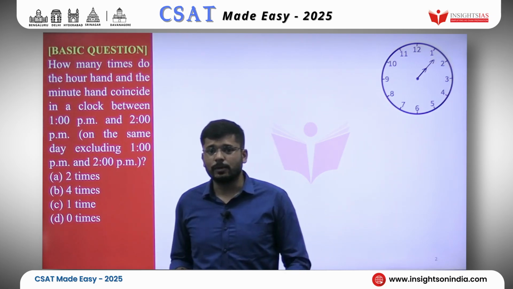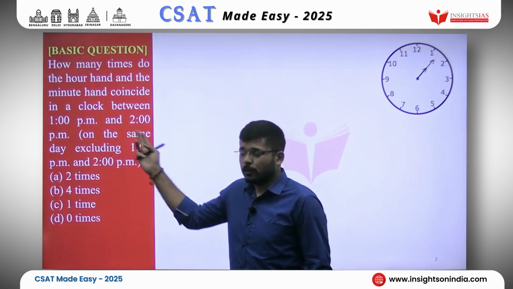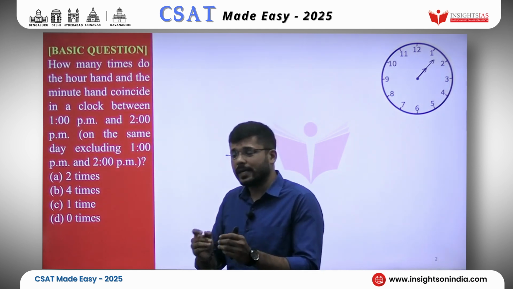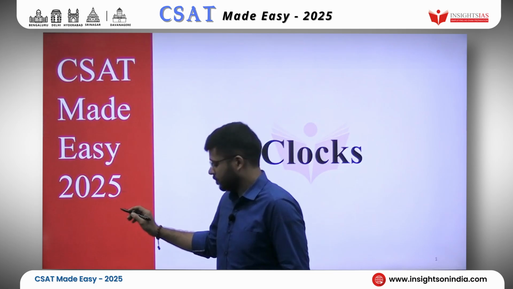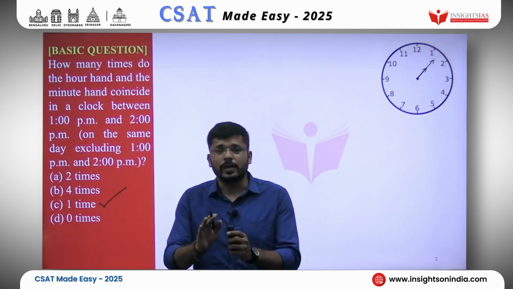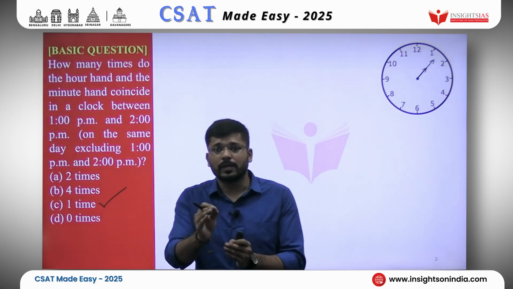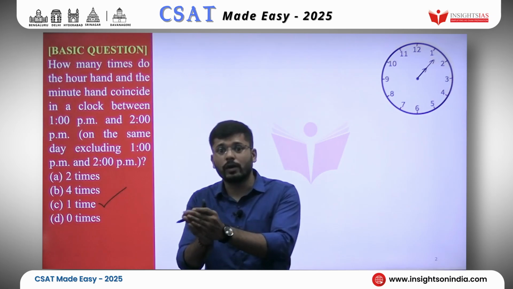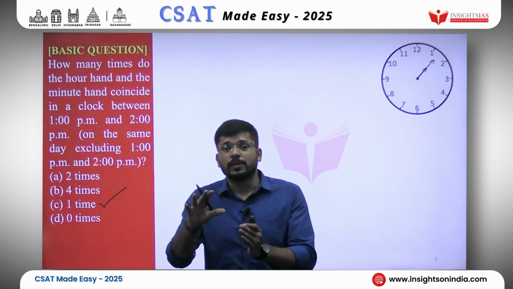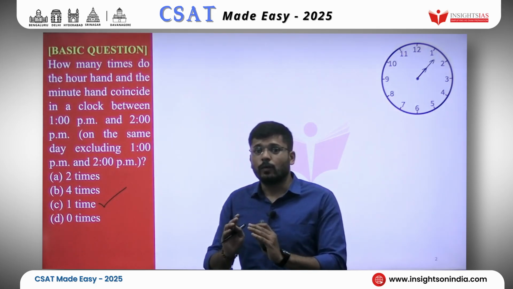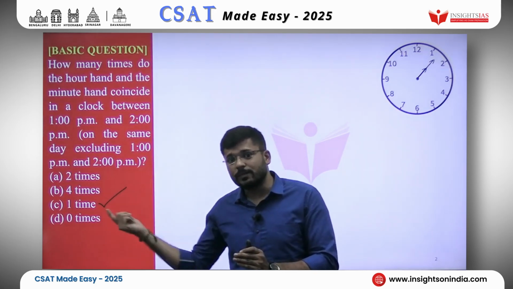So what will the answer be? Between 1 p.m. and 2 p.m. the number of times the hour hand and the minute hand coincide would be 1 time. And the key term of the rule that I gave you is between 1 o'clock and 11 o'clock, because this rule does not apply from 11 o'clock to 1 o'clock. What do I mean by that? We shall understand it with the next concept.